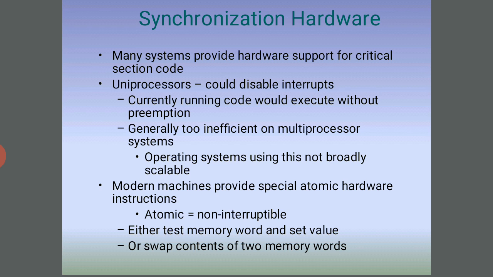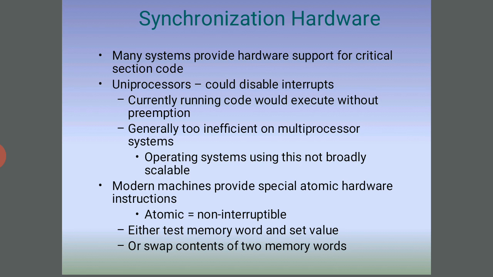Thin clients: one server and more than two systems together is called a networking system. In this networking, the server is the most important. Without the server, the thin clients are not opened, because we create the password on that server system. So this is execution without preemption, which is generally true and insufficient on multiprocessor systems. Operating systems using this are not broadly scalable.